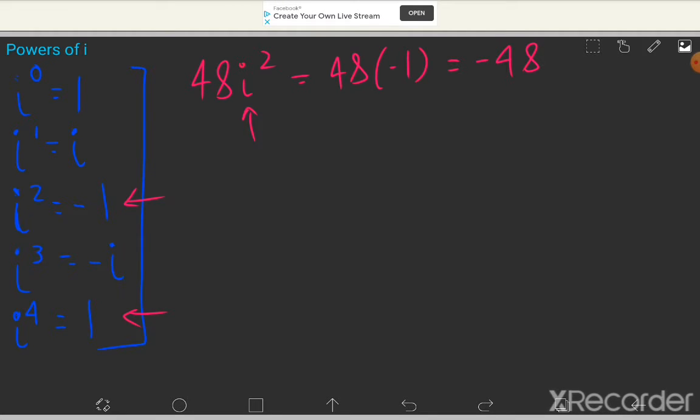So this, yes. And they do equal each other, they are the same thing, but the -48 on the right is more simplified. Always simplify your answers.